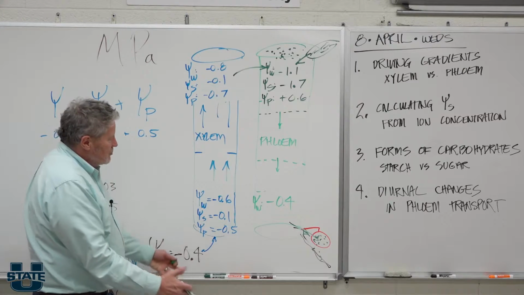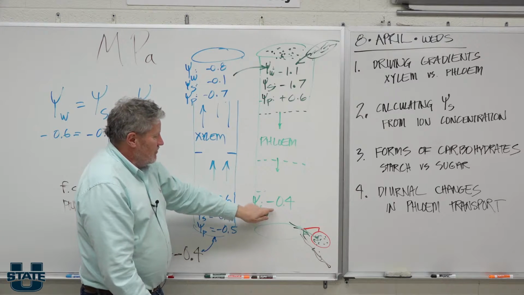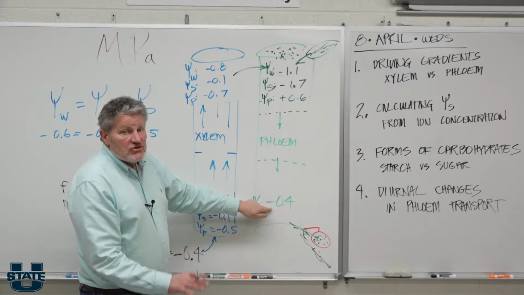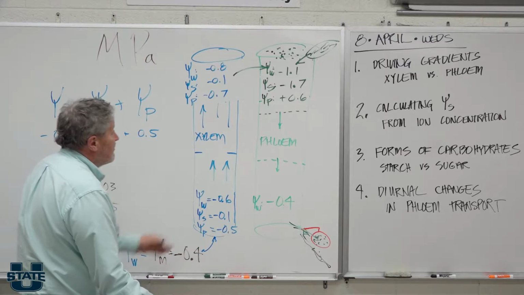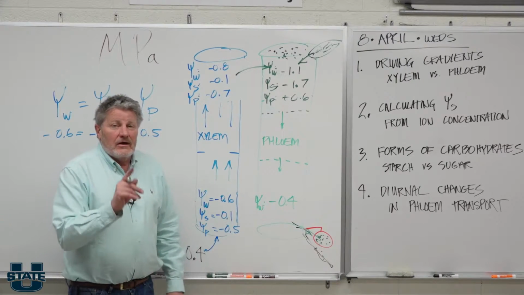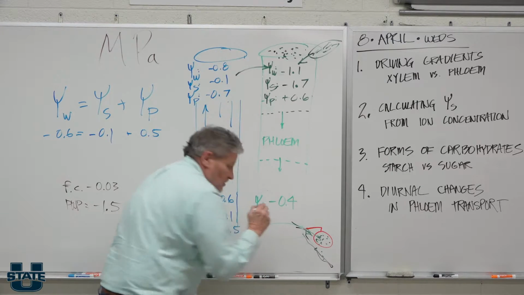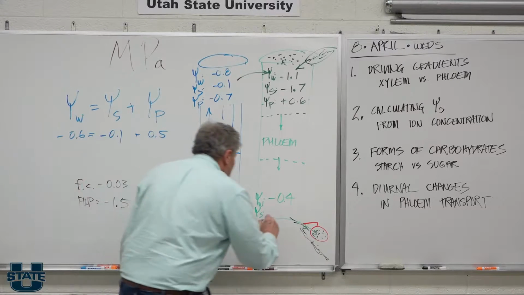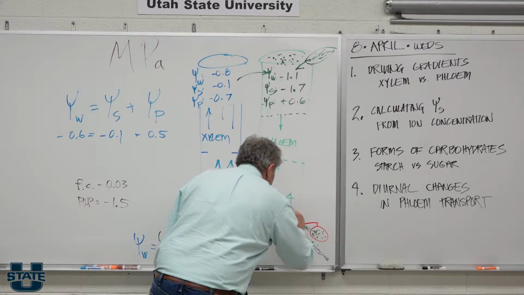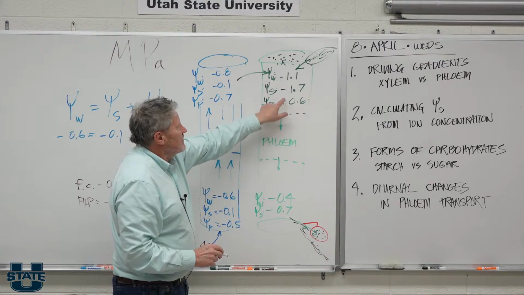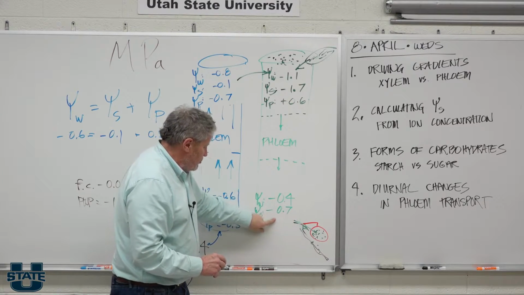Wait a minute, didn't you just tell us that water flows downhill? How can it go from a minus 1 to a minus 0.4? This is not more negative. This does not follow the rules. So how can this system work if it's not more negative? Look what happens down here. The solute potential, colon, get my numbers right, is minus 0.7. So look what happened to all the sugar. It's minus 1.7 here, a lot of sugar, it's moving out, so now this is more dilute.